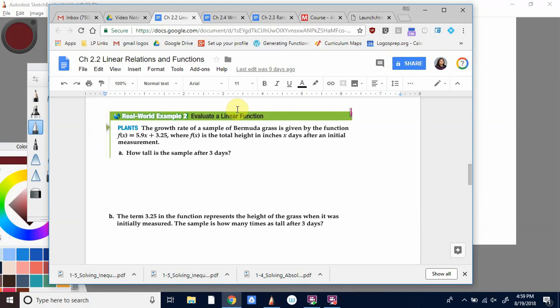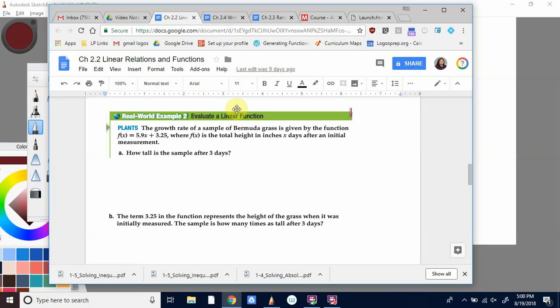Let's look at B. It says the term 3.25 in the function represents the height of the grass when it was initially measured. So at the beginning, when it was measured, the grass was 3.25 inches tall. The sample is how many times as tall? So they want to know the sample after 3 days, that's from A. They want to know how many times as tall it is after 3 days.